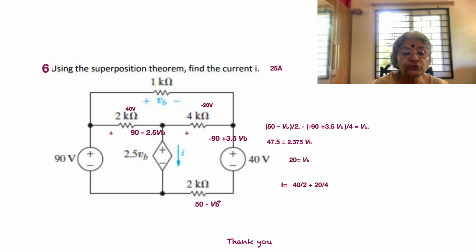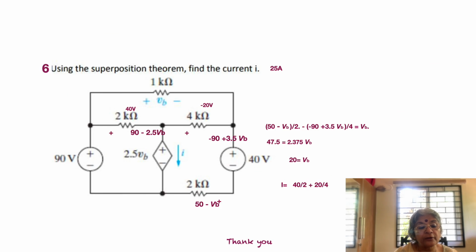Now we also have another current flowing there, which is given by minus 90 plus 3.5 VB, the voltage across the 4 kilo ohms, divided by 4. That is going to be the current flowing into the 1 kilo ohm resistor, and that is given by VB by 1. So this is one equation connecting VB and I. This is exactly what we are doing. Now, just rearranging, we see that 47.5 is equal to 2.375 VB. So that's one part.